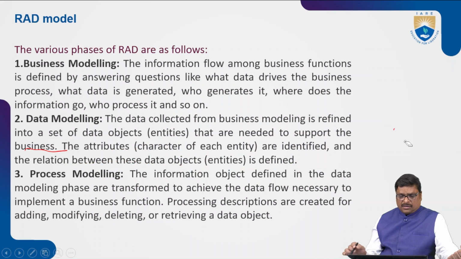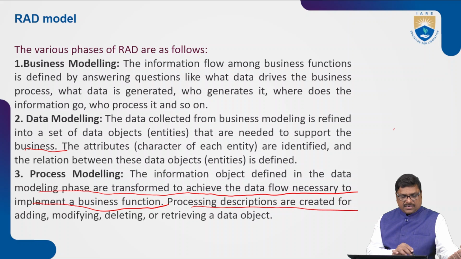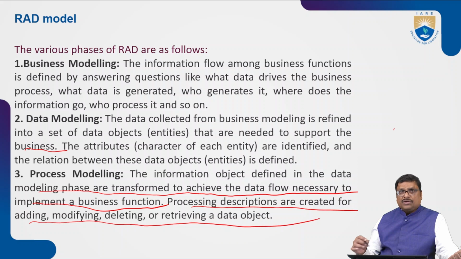Then process modeling. In process modeling, the information objects defined in the data modeling phase are transformed to ensure the data flow necessary to implement the business functions. The processing descriptions are created for adding, modifying, deleting, and retrieving the data. So we have to define a process to add, delete, and modify the objects. That's why we have to define the process and do the process model.